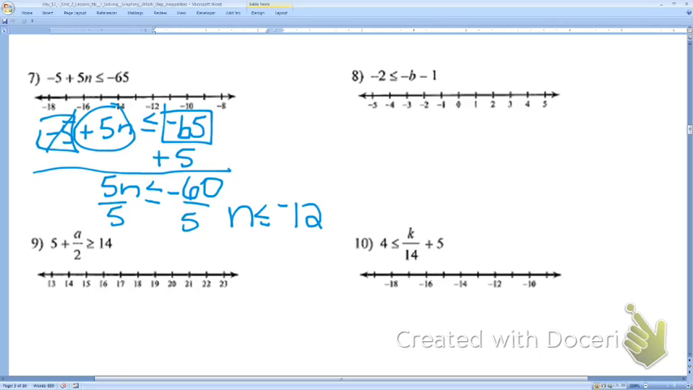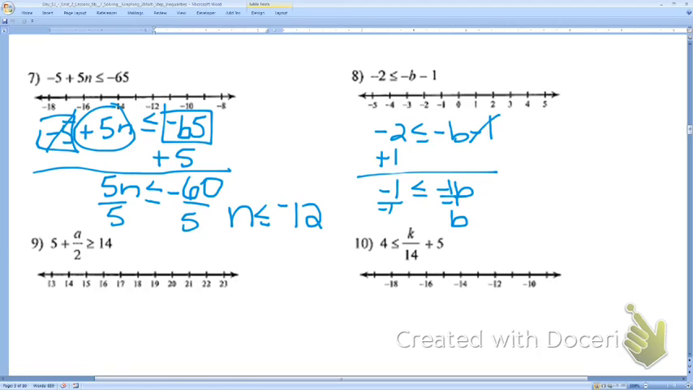Question number 8. 2 less than or equal to negative b minus 1. Combine my like terms, so I do a plus 1 on this side. So I'm left with negative b. My inequality does not change its direction yet. Negative 2 plus 1 is opposite sign, so I get a negative 1. And I can never leave a negative variable, so that negative just goes to the other side. What you're doing is you're dividing by negative 1 to get that negative to go to the other side. Because I'm dividing by a negative, this is where I remember to change my direction.